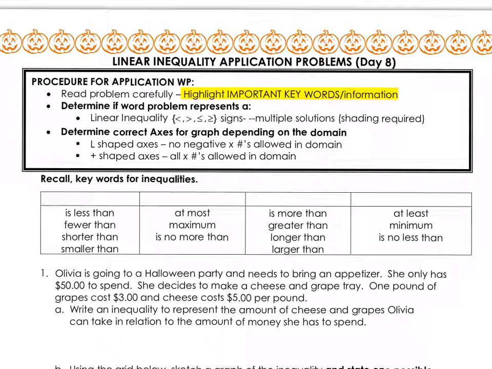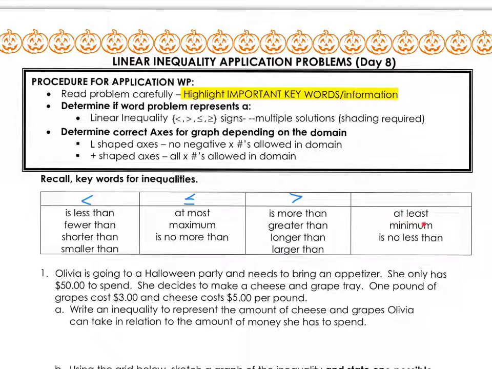So in order to solve these, we're going to recall the keywords for inequalities. When we have is less than, fewer than, shorter than, or smaller than, we want to use less than. When we have at most, maximum, or is no more than, that means that it is less than or equal to. And when we have the words is more than, greater than, longer than, or larger than, that means that it's going to be the greater than sign.